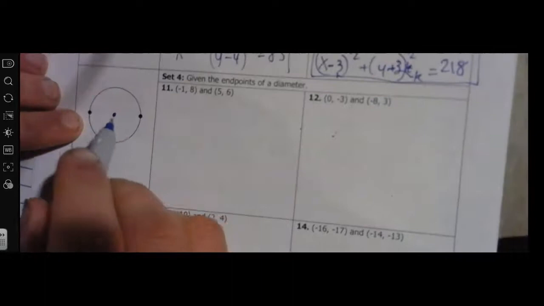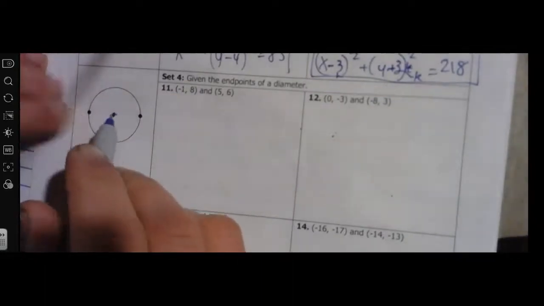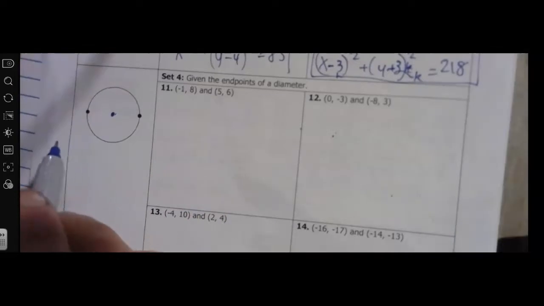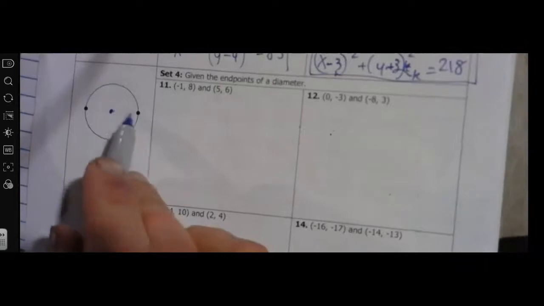Now the bottom part here is a little bit different. That's the part where they give us the two endpoints. So we have to find the midpoint to find the center. Once we have the center, we have to find the distance. We take half that distance, or we can just find the distance between these two points. So we have a choice after that. We have to use the distance formula and the midpoint formula.